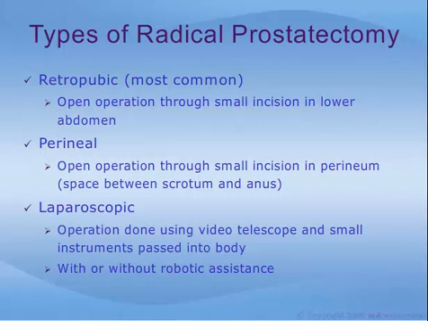There are three methods of performing radical prostatectomy. Radical retropubic prostatectomy is by far the most common method and involves an open operation through a small incision in the lower abdomen. A radical perineal prostatectomy is an open operation through a small incision in the perineum, the space between the scrotum and anus. Finally, a laparoscopic radical prostatectomy is similar to a radical retropubic prostatectomy, but is done using a video telescope and small instruments passed into the body, with or without the assistance of robotic technology.